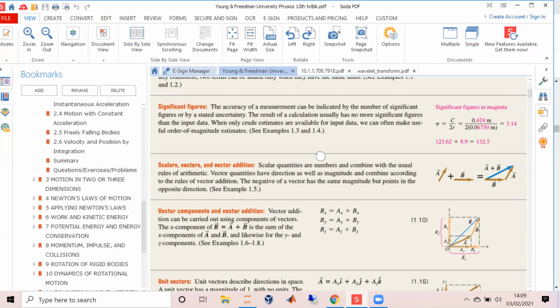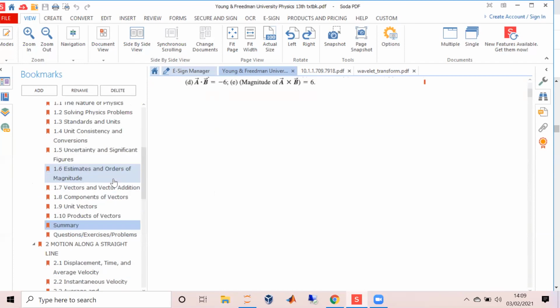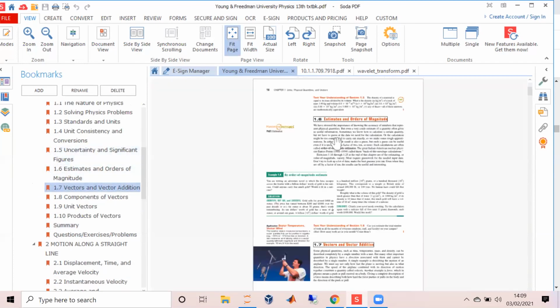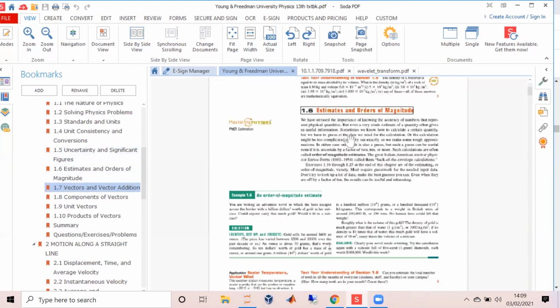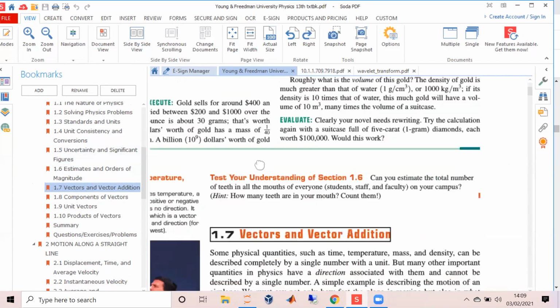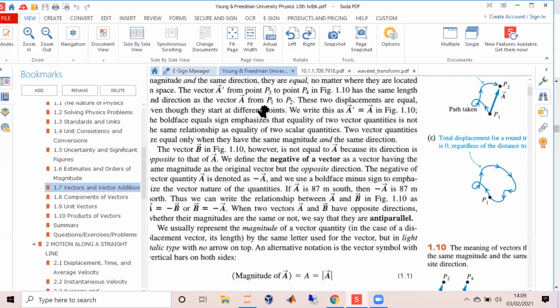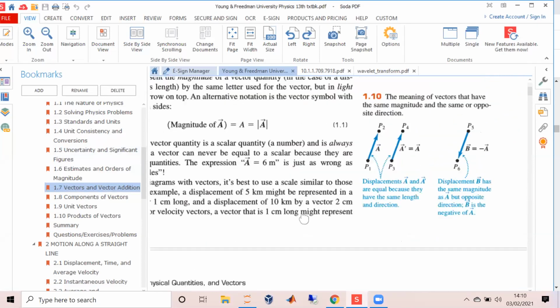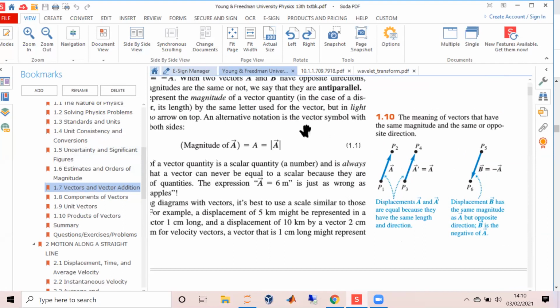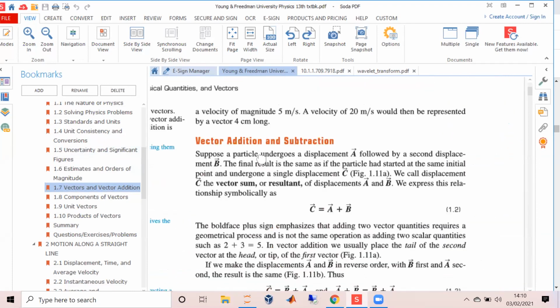Okay, so I'll get to the vectors and vector addition, okay? So there you can go to the section, right? Okay, vector addition. Well, how to calculate the magnitude of a vector? You would use the Pythagorean theorem, right?